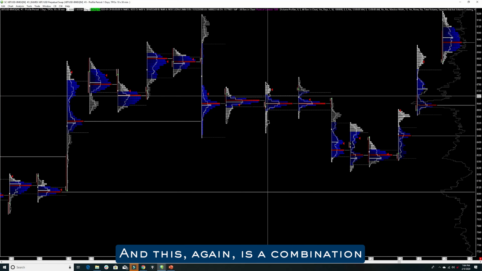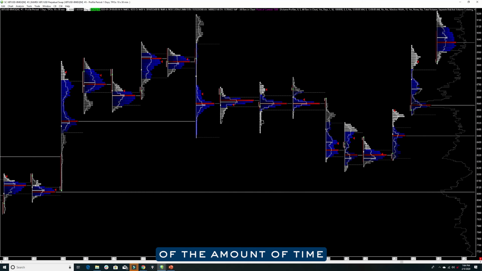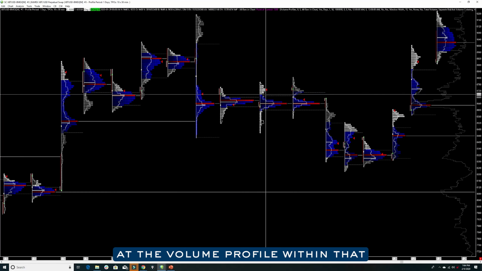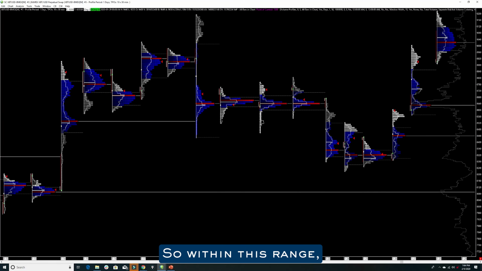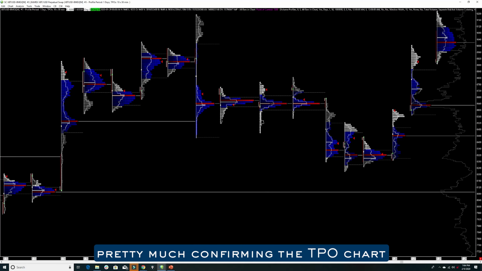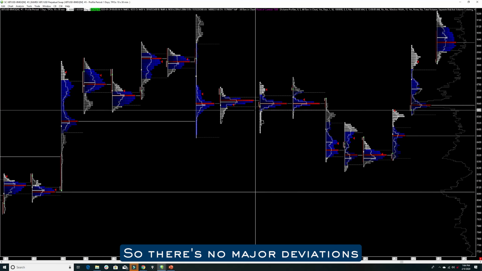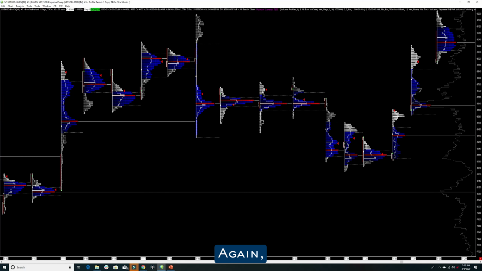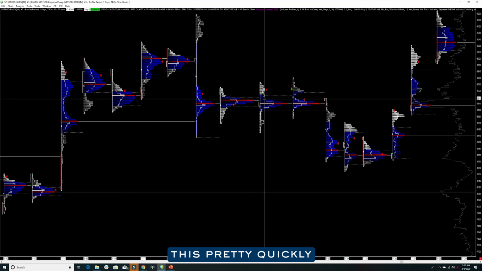All right, and this again is a combination of the amount of time we spent in an area. So you're looking at market profile, TPO chart. All right, and then we're looking at the volume profile within that. So within this range, we have volume profile pretty much confirming the TPO chart. So there's no major deviations. You have an increase in volume down here that exceeds the amount of time. Again, we didn't have much time down here whatsoever. The market really rejected this pretty quickly.